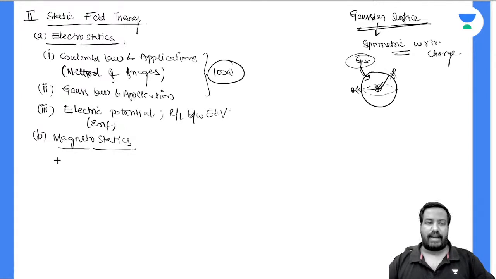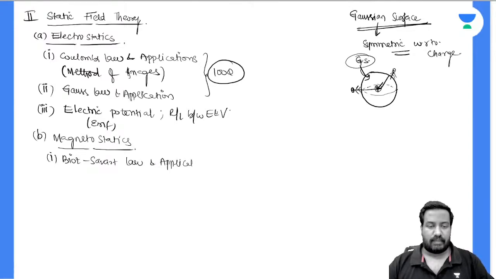Under magnetostatics, we discussed the generalized law that governs magnetostatics, the Biot-Savart law, and we've seen the application over line current. Again, a very important law, the Biot-Savart law, the generalized law that governs magnetostatics.